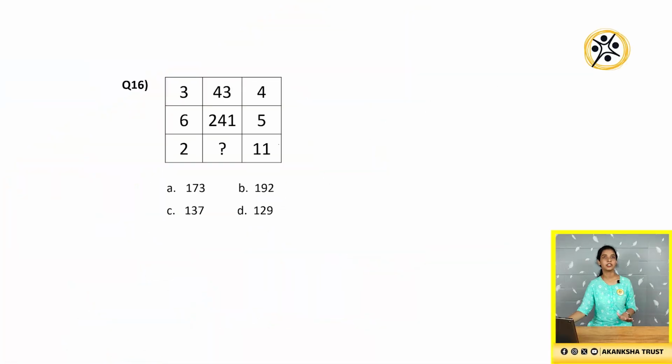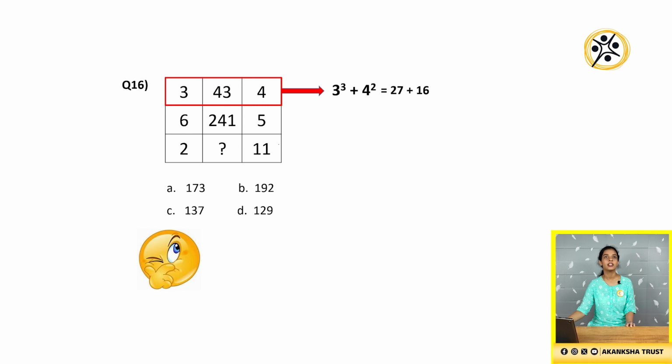Today's topic is matrices. Let us go ahead with another example of a 3x3 matrix. Let us try to decode the relationship here in the first row. So we have the row entries of 3, 43 and 4. So let us see 3 cube plus 4 square.